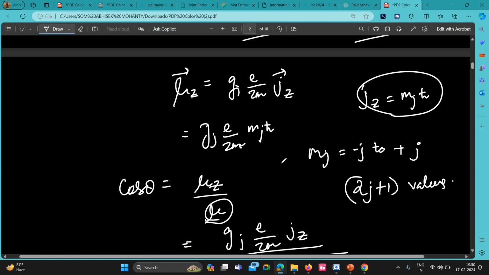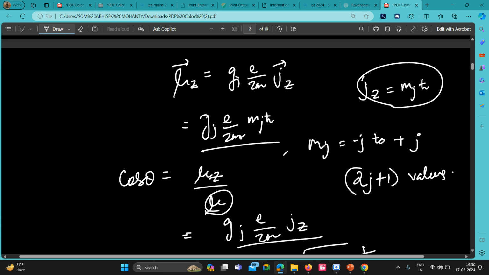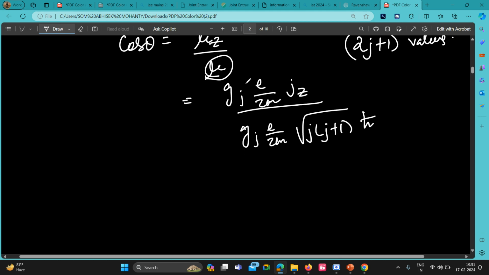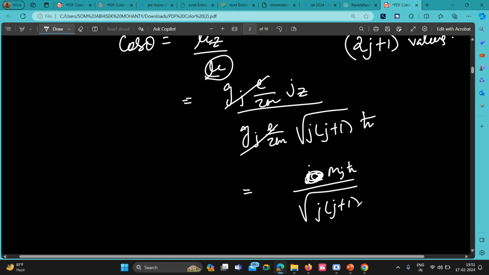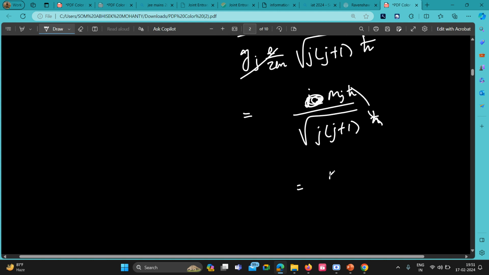Is it all right? Mu z is this one. Okay, so Gj by 2 and Gj by 2m cancelled out. So this is now what? Jz is what? Mj h cut divided by root over of j whole into j plus 1 h cut. So h cut cancelled out, and that will be mj divided by root over of j into j plus 1.